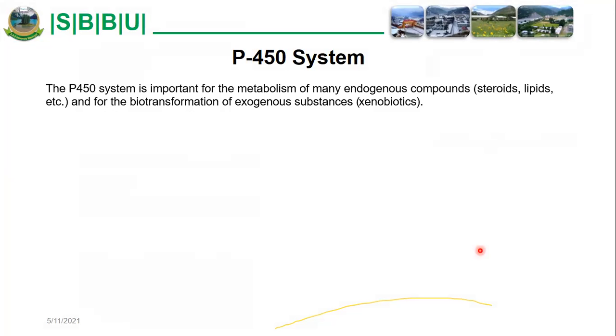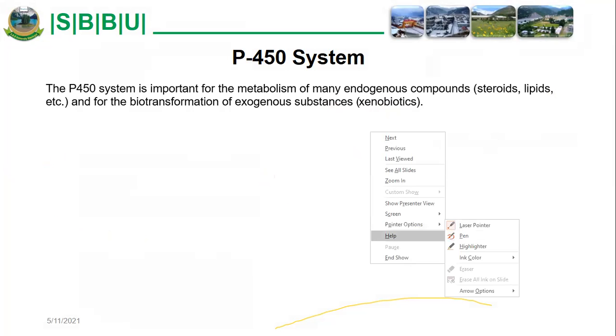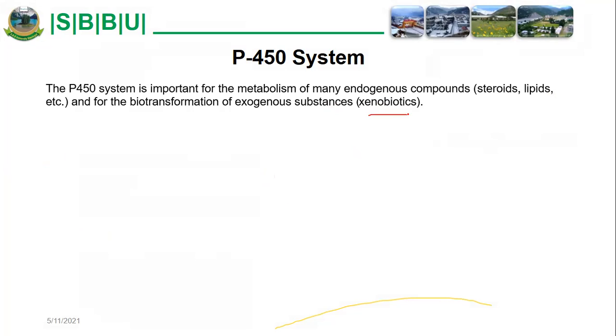Remember that the P450 system is important for the metabolism of many endogenous compounds like steroids, lipids, etc., and for exogenous substances, which are also termed xenobiotics. Remember this term, xenobiotics: it can be any foreign substance that is not produced inside the human body or inside the organism. So all those substances that may be administered from the outside, or synthesized from outside, are termed xenobiotics.